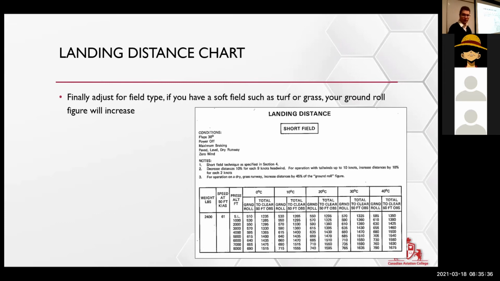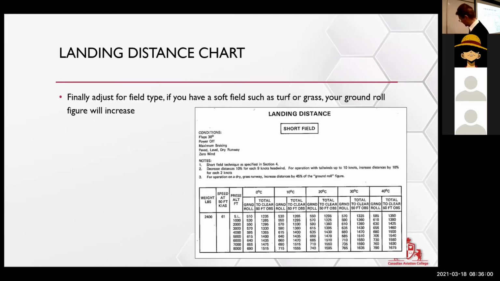Now, let's suppose no wind, but we do have a grass runway. A grass runway, based on figure number 3 on the notes there, you have to increase it by 45%. All right, so each airplane is different. I believe this is for a different type of Cessna; for us, usually we have just 40%. All right, we'll use the 40%, that's fine.